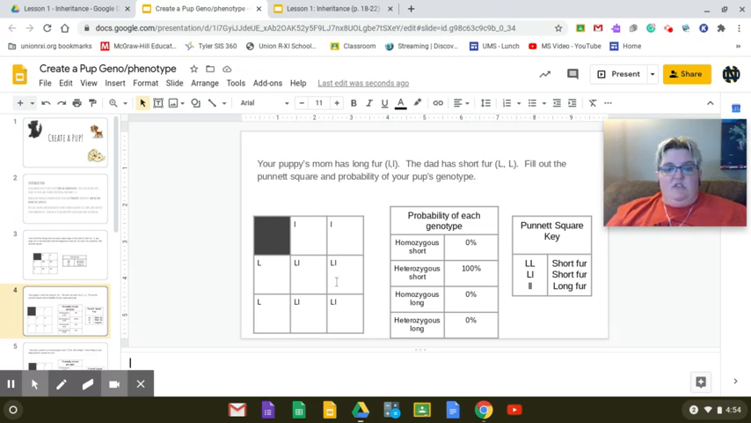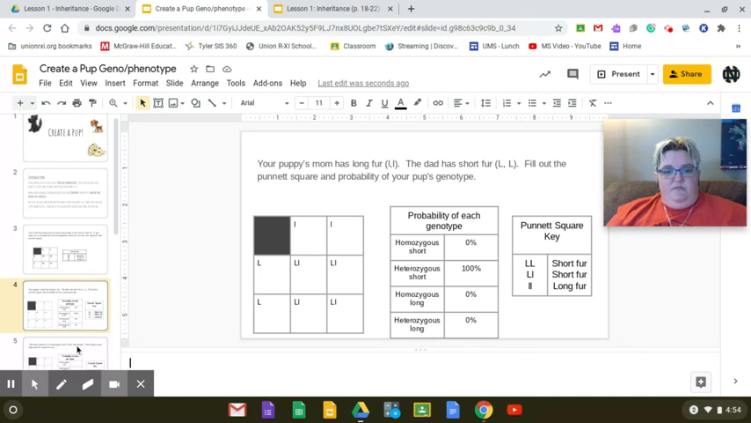Okay, and so looking at these, you can see that 100% of the time they're going to be heterozygous short, because short fur is dominant. So 100% of the time you're going to get big L, little l. And right here it tells you that means short fur. So 100% of the time, heterozygous short. Okay, so then we go on to the next one.